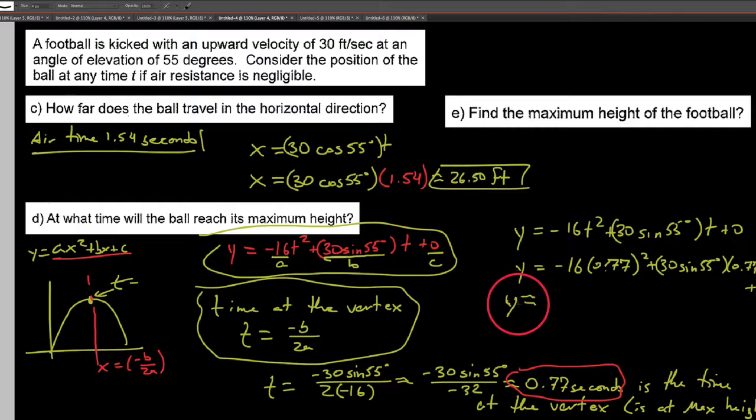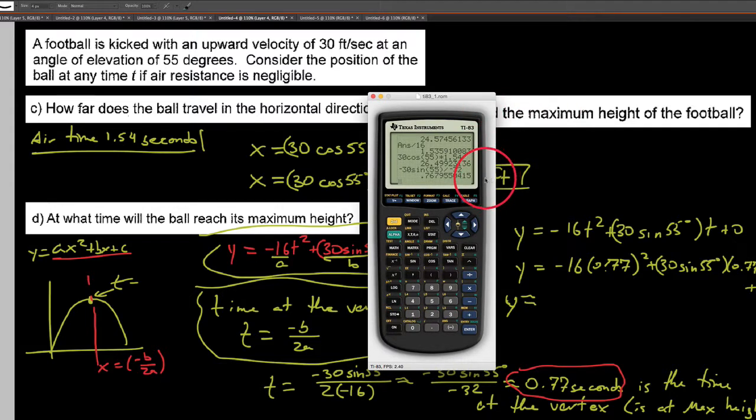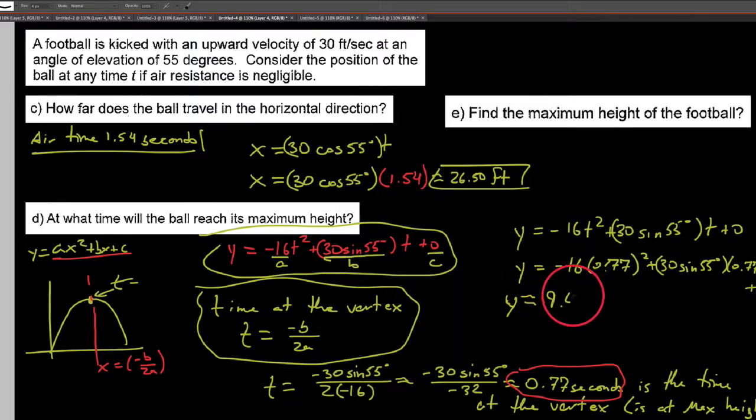What we end up with is the height at which we reach our maximum value, or maximum height. So we get negative 16 times 0.77 squared plus 30 sine 55, but we have to multiply that by our time, 0.77. We could even add our initial height, which was 0 here. What we find is about 9.47 feet off of the ground there.